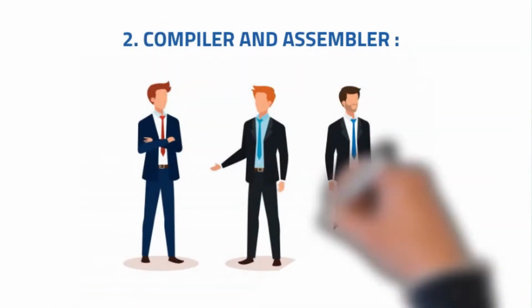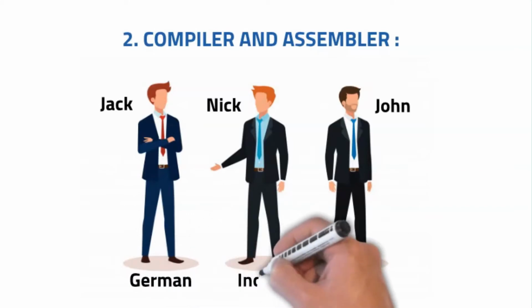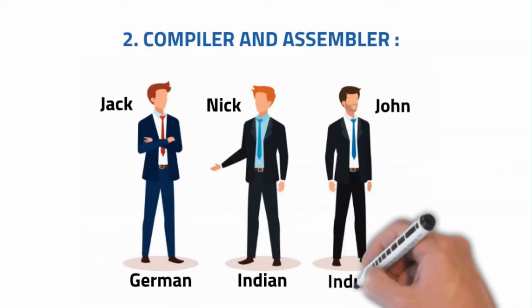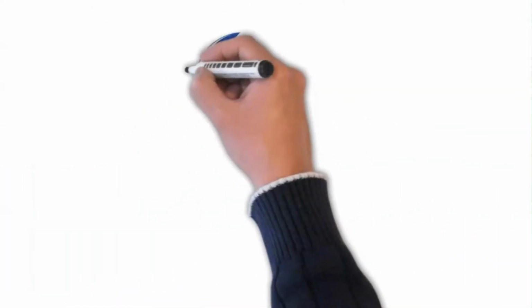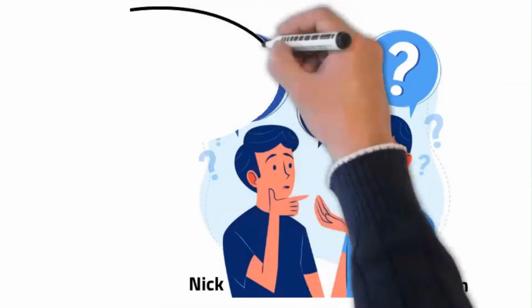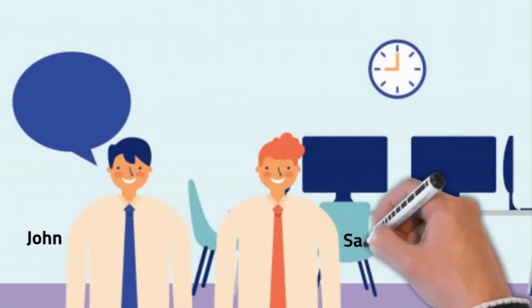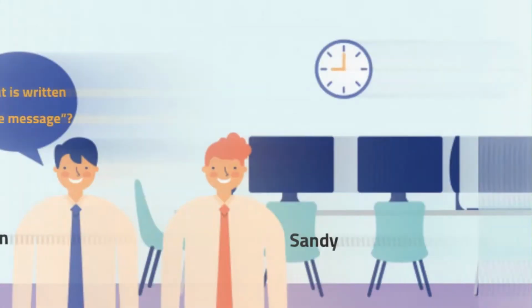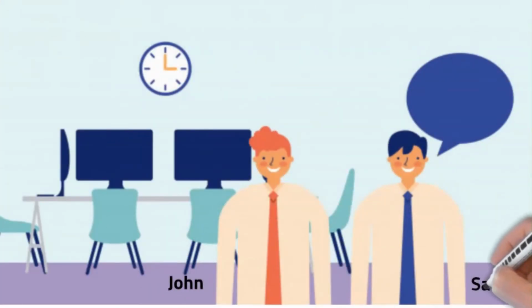Compiler and assembler. Next, coming to compiler and assembler. Again, let us consider the same example which we have already discussed. Jack is a German fellow, and Nick and John both are Indian fellows. Now Nick gets the message from the German fellow, saying hello guten Morgen. Then Nick approaches John, explaining the message, that is, message mein kya likha in Hindi. Then John approaches Sandy, who knows all the languages including German, and asks what is written in the message. Now, Sandy views the message and explains that the message says hello good morning and good night.